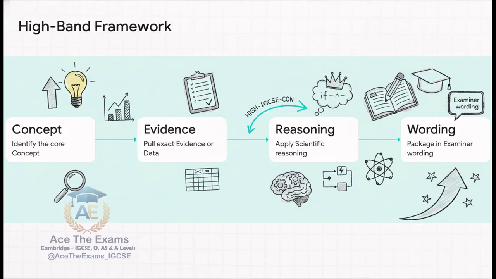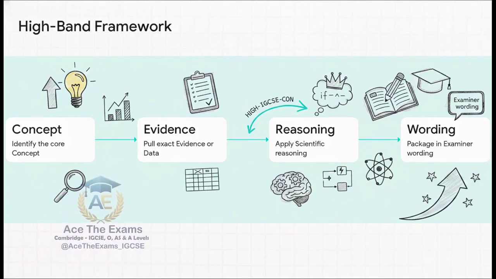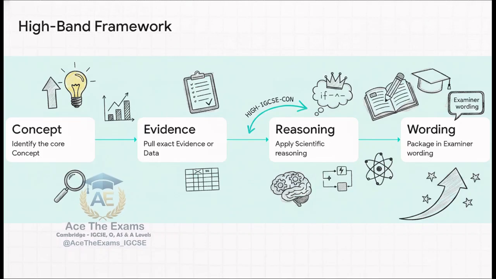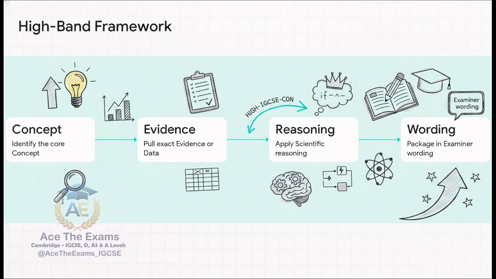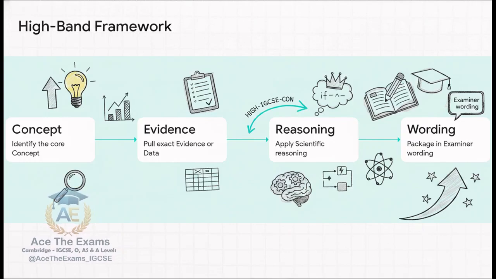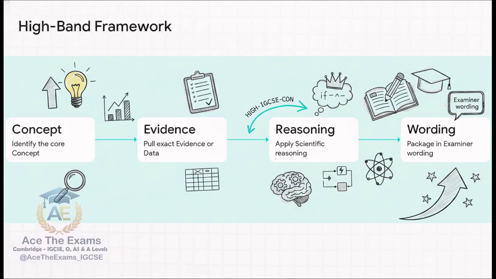First, you identify the core concept. Second, you pull the exact evidence or data from the question or graph provided. Third, you apply your scientific reasoning to connect the two. And fourth, and honestly, this is where 90% of students completely drop the ball, you package it in strict examiner wording. If you skip step 4 and use casual everyday language, your answers will completely break under the pressure of the test, and you are leaving guaranteed marks on the table.